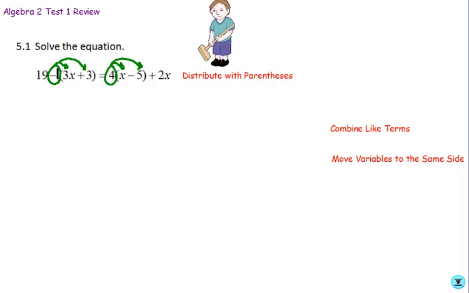Or if you want to just think of it as distributing the minus to both things that are there. So when I do that, I've got a -3x. -1 times 3 would give me a -3. Remember, when you multiply and divide, same sign's positive, different sign's negative. Equals 4 times x, which would be 4x. 4 times -5 would be a -20. And then plus 2x.